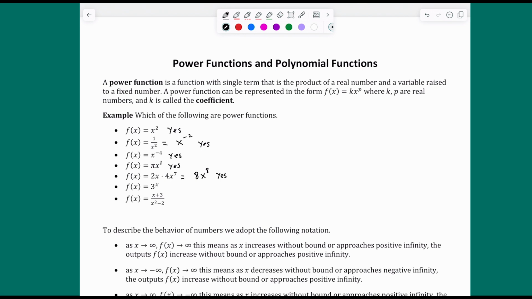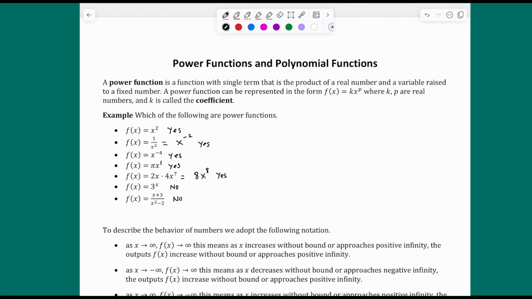F of x equal to 3 to the power of x. That is not a power function. In fact, that's what we would call an exponential function. It's not a coefficient times x to a power; the x is being raised to a power. It's kind of like reversed. All right. The next function, f of x equal to the rational function x plus 3 over x squared minus 2. There's no way to simplify this to write it as a real number coefficient times x to an exponent or a power, and so that's not a power function.